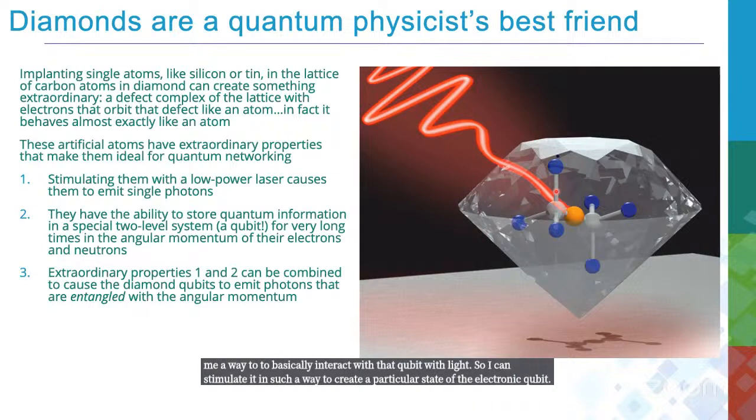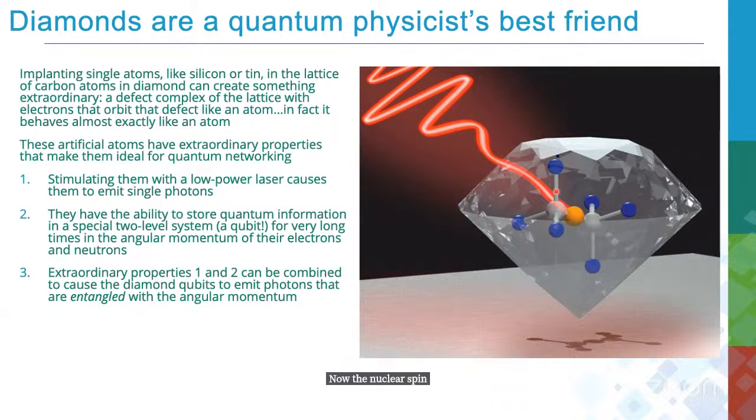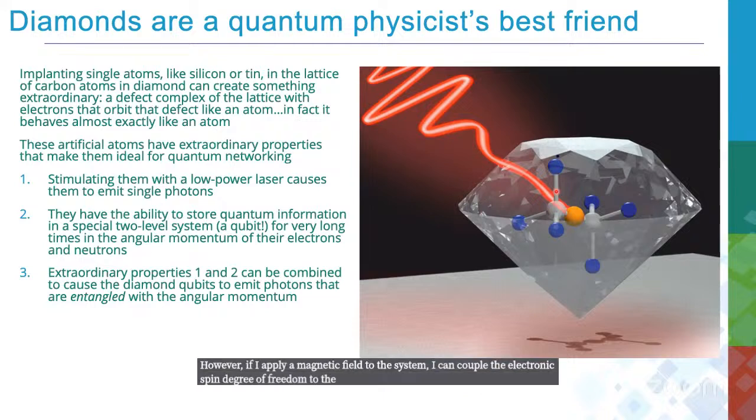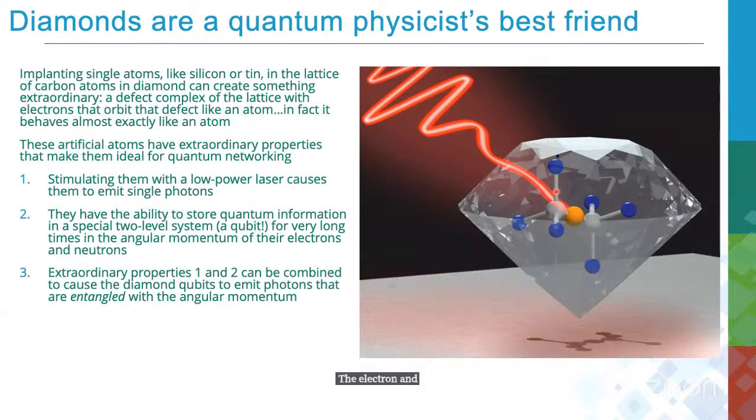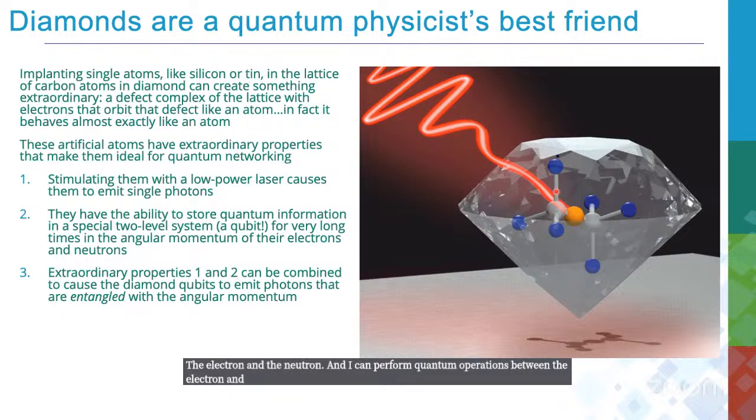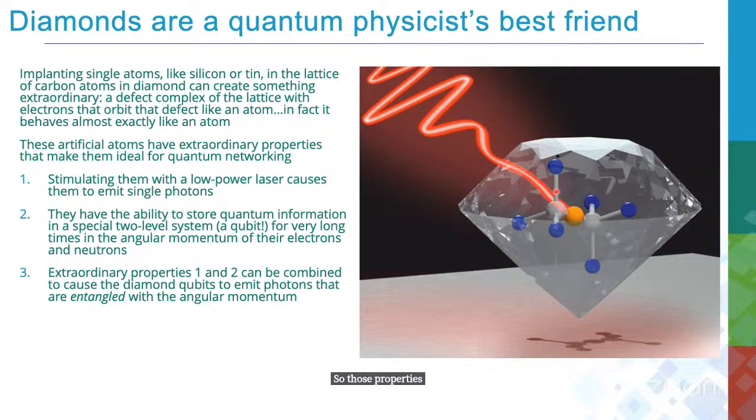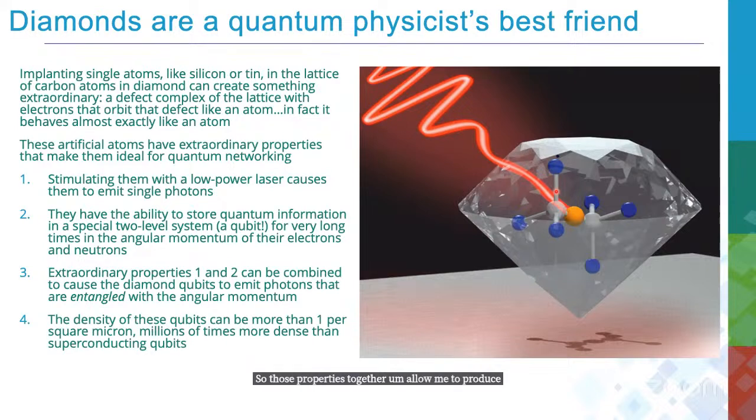Now the nuclear spin is not optically active. However, if I apply a magnetic field to this system, I can couple the electronic spin degree of freedom to the nuclear spin degree of freedom, and that allows them to interact with each other. So I can perform quantum operations between the electron and the neutron, and I can perform quantum operations between the electron and photons. Those properties together allow me to produce this entanglement, and we'll talk a little bit about how.